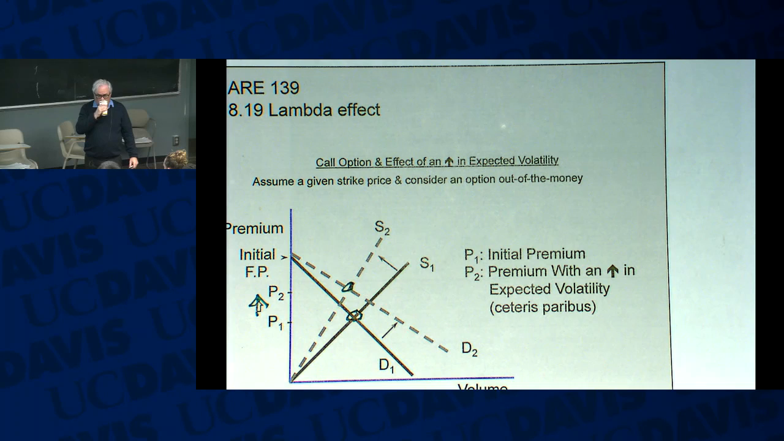So the assumption is that the option is out of the money? In this diagram, yeah. I'm just keeping it simple. Okay, yeah. Because then we're not dealing with intrinsic value.